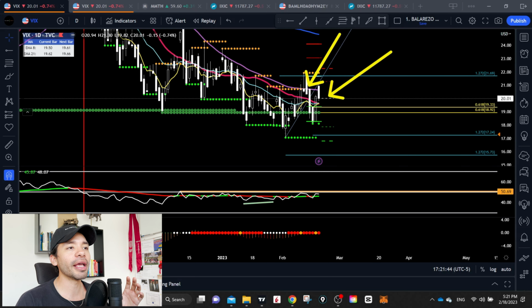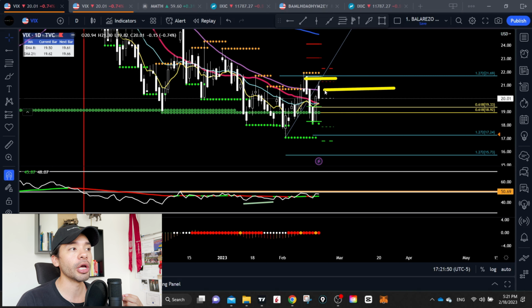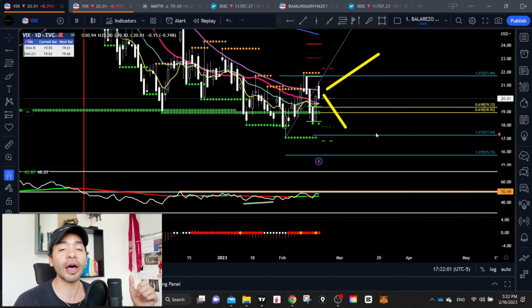So I think we can make a very easy assessment: if the VIX happens to close above this 50 daily moving average, and most important above this high from Friday, then we're probably gonna see a little bit of downside in the market. However, if we continue to fail at this 50 daily moving average and we continue to move to the downside, then perhaps we're gonna continue to see a little bit more upside in the market.